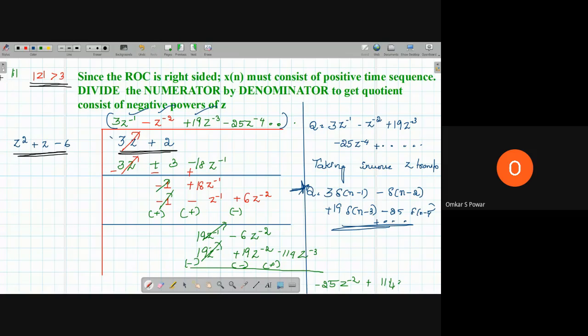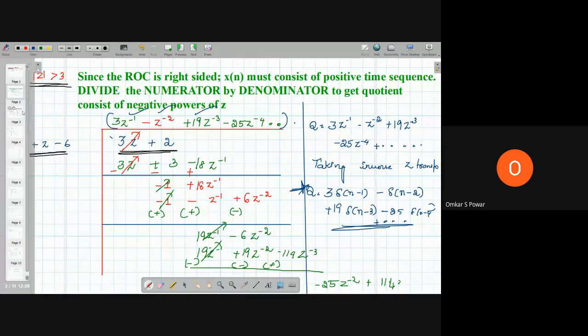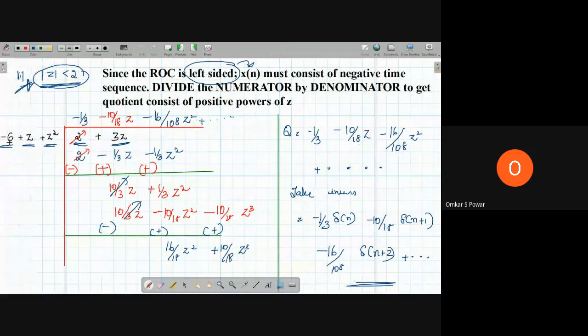Okay. So for mod z lesser than 2, just the way you write is different. So it is minus 6 plus z square and 2 plus 3z. Divide it and get the answer. Same way, just the way you divide is a little bit different. Okay. So make sure you understand it.